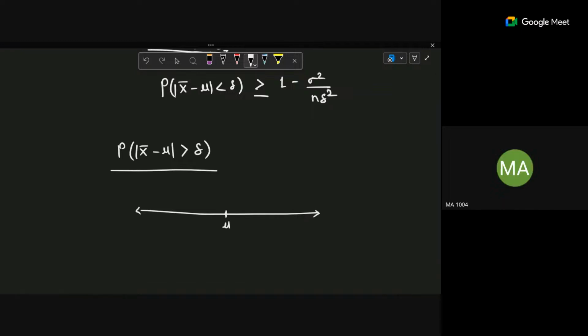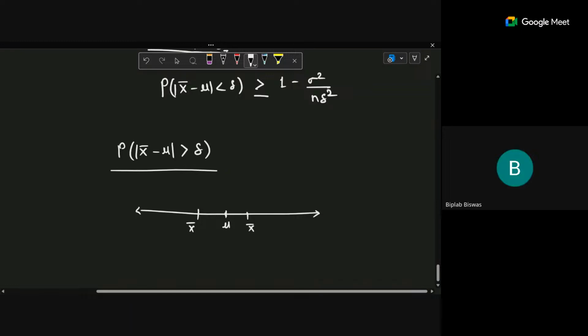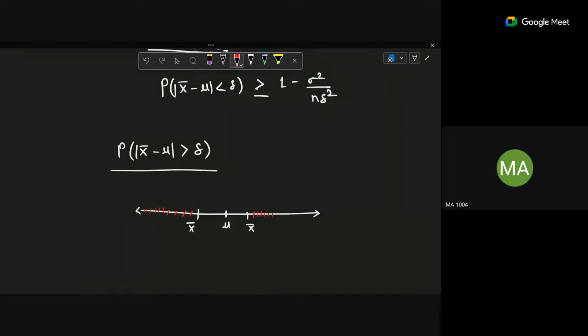So if mu is somewhere here, x bar here, that is x bar. I mean to say that it is outside this range, because it is more than delta, 0.2. It should lie somewhere here. So we were calculating the probability that the distance between x bar and mu should be greater than 0.2. That means our x bar should lie on this red colored part of the line, right? Yes. Okay. So did it clear your doubt or still you have it?